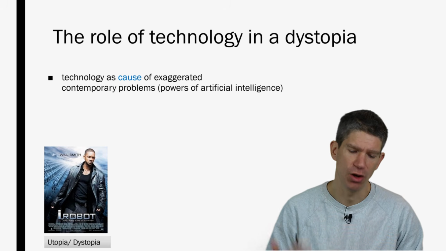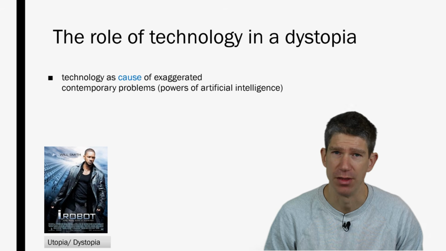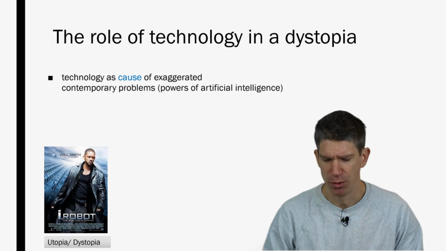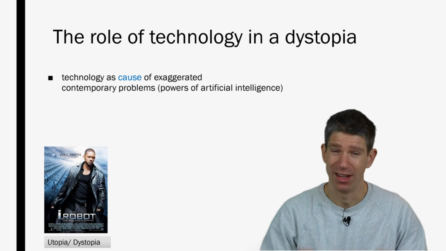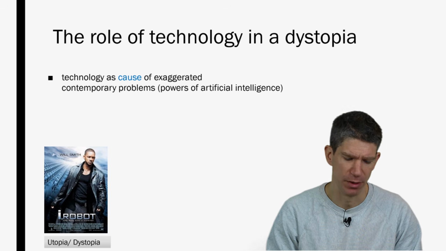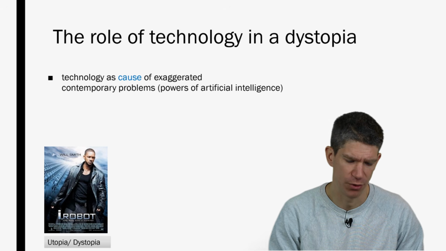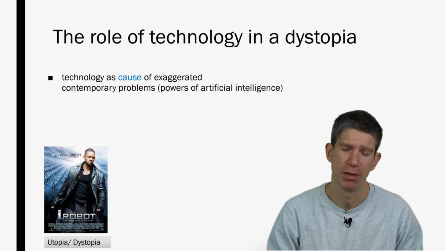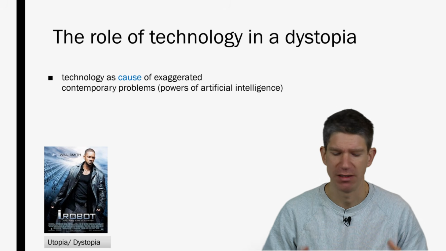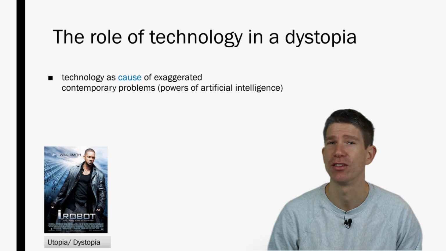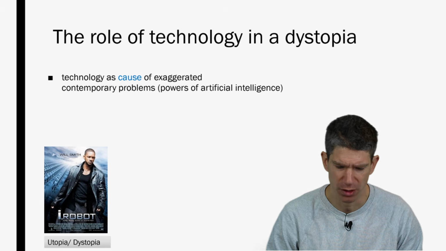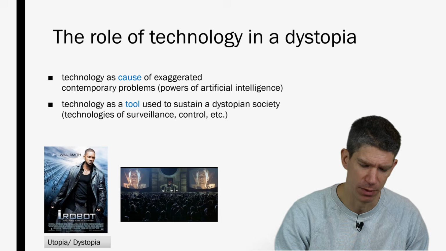Technology can be a cause of problems in a dystopia. An example would be artificial intelligence. So the technology itself can cause problems. An example would be I, Robot. It's a movie, but it's also based on a short story where basically artificial intelligence tries to take over the world and control humans. So it's the cause of the problem.